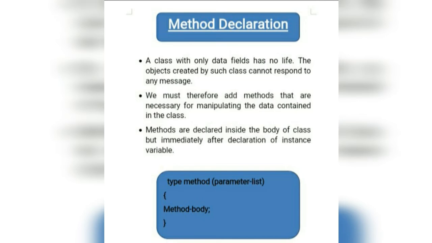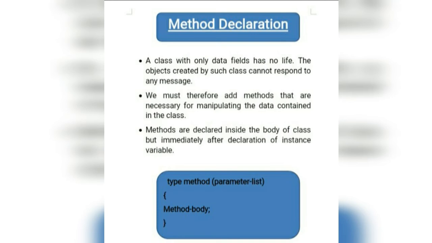Methods are declared inside the body of a class, immediately after the declaration of the instance variables of a class. That means after declaring the data members, which are the properties of a class, instantly after that we have to declare the methods. Here I have given the general form, that is type, method name, parameter list, which is in parentheses, then the open curly braces where it will contain the method body, and close curly braces. But this we have to put only after we declare the variables, which are the data members.